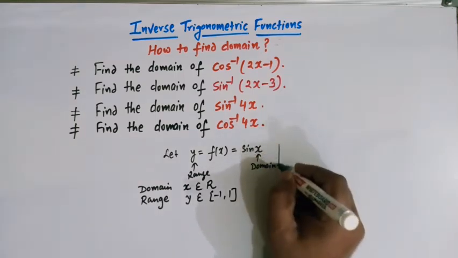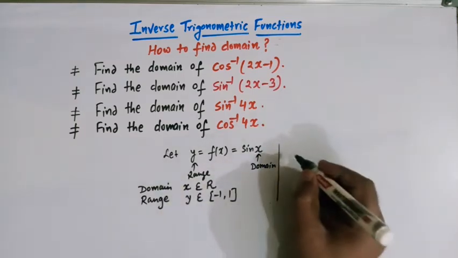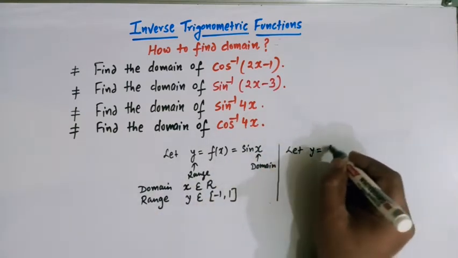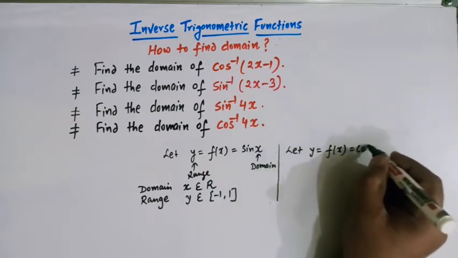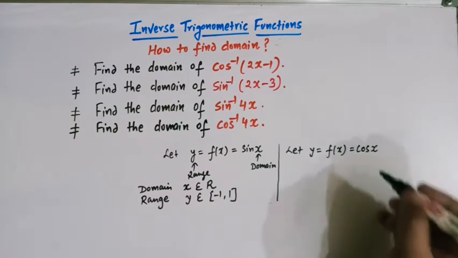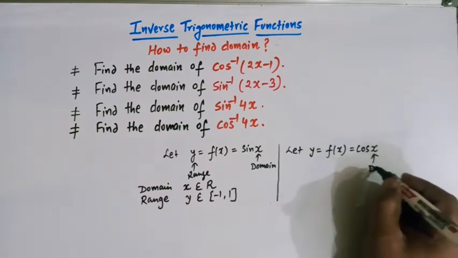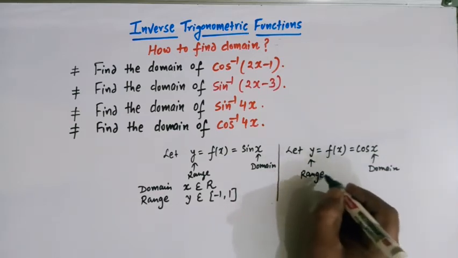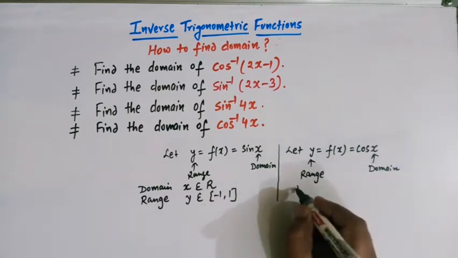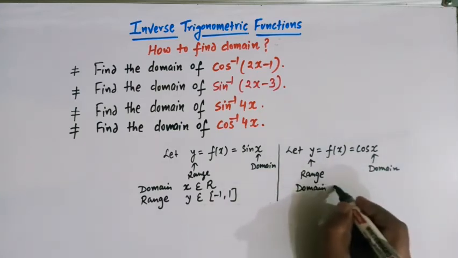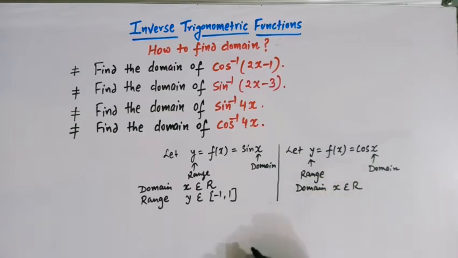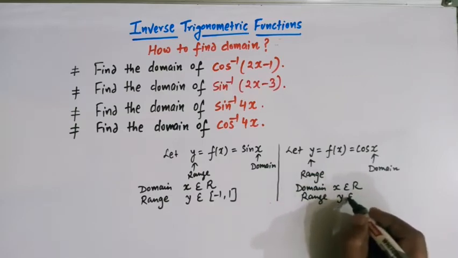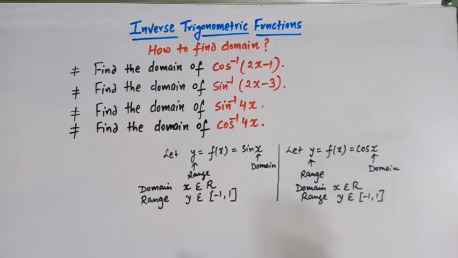Now similarly we can discuss the domain and range of cos function. So let y = f(x) = cos x. Now here again this x belongs to the domain and this y belongs to the range. Again the domain of cosine function is the set of all real numbers, so x belongs to R. Similarly the range is y belongs to the interval minus 1 to 1.